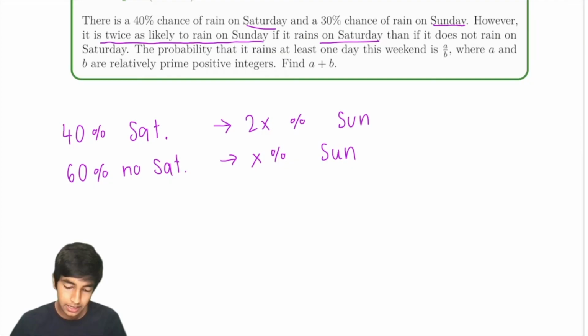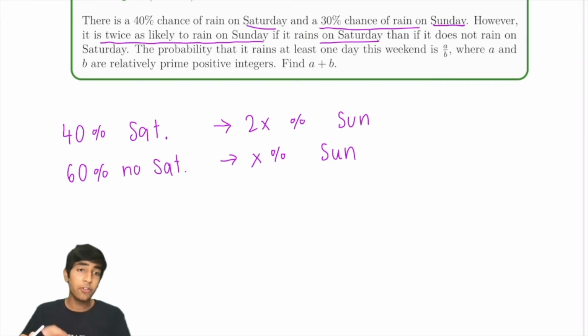The probability it rains at least one day this weekend is A over B. And we're asked to find this quantity over here. So we haven't yet used this condition that there's a 30% chance of rain on Sunday. But like I said earlier, that doesn't mean that there's always a 30% chance of rain on Sunday. That's just the overall probability.